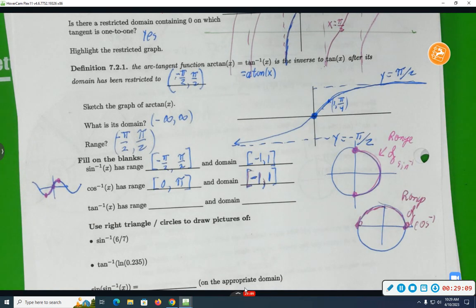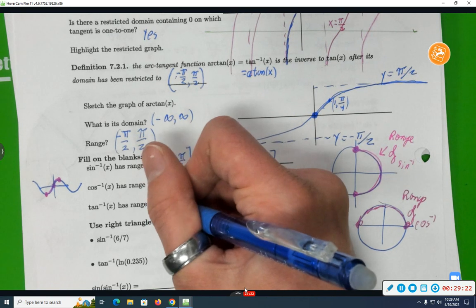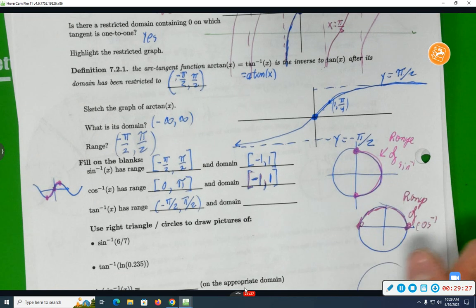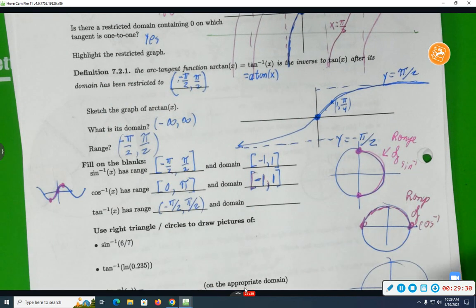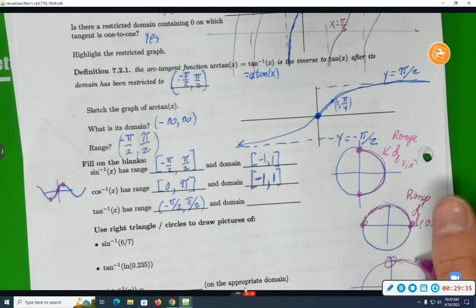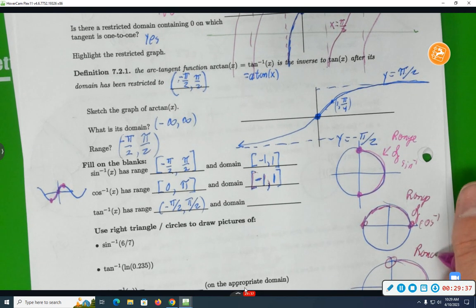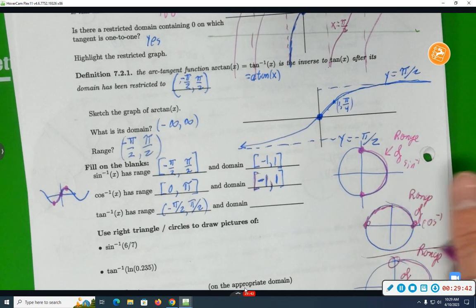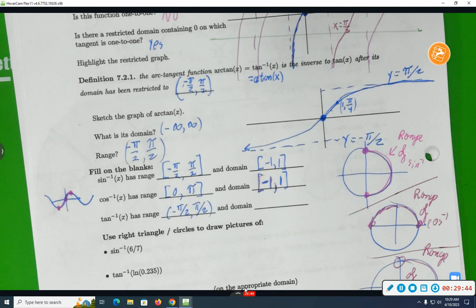What about the range of inverse tangent? I guess it's written right above, but I still want you to say it. Negative pi over 2 to pi over 2, excluding this time. Domain of inverse tangent.